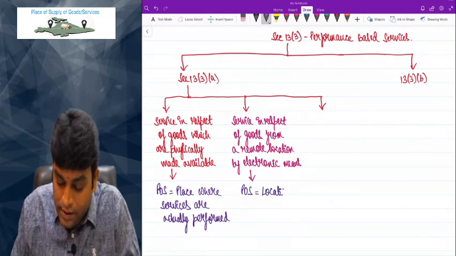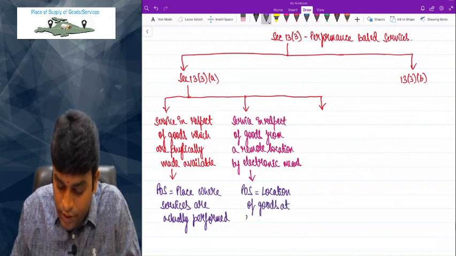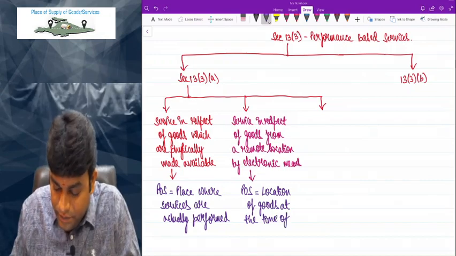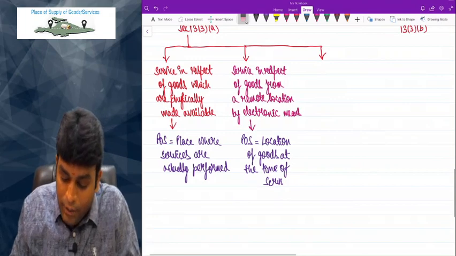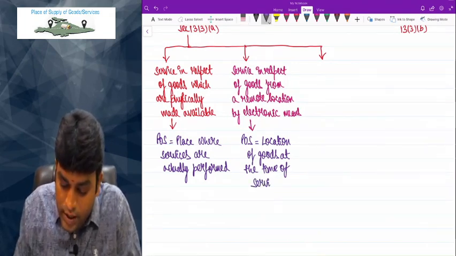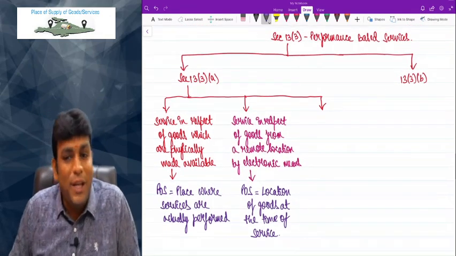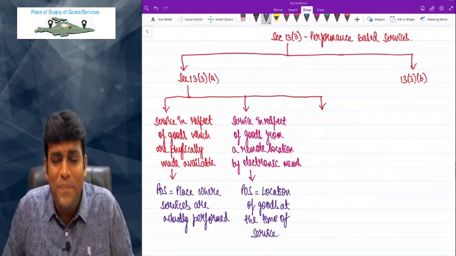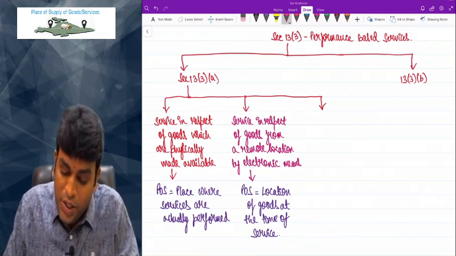place of supply is location of goods at the time of service. Place of supply will be, I repeat one more time, friends. Place of supply will be location of goods at the time of service. Come on, friends, what is the answer for place of supply? Place of supply will be location of goods at the time of service. This is what law told. I'll give examples, don't worry. Next, last, third situation, my dear friends.